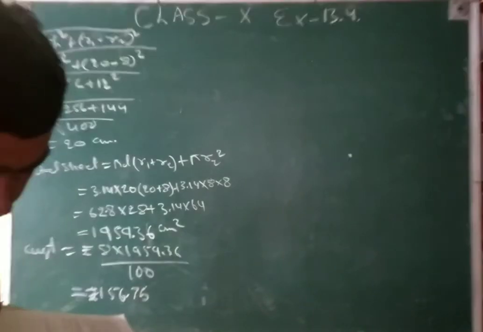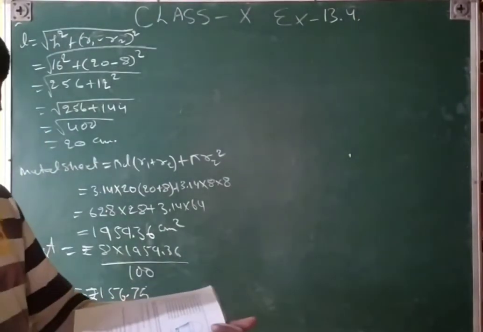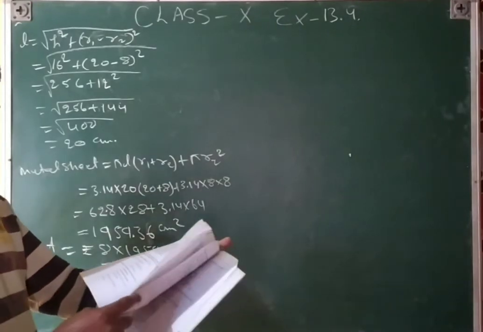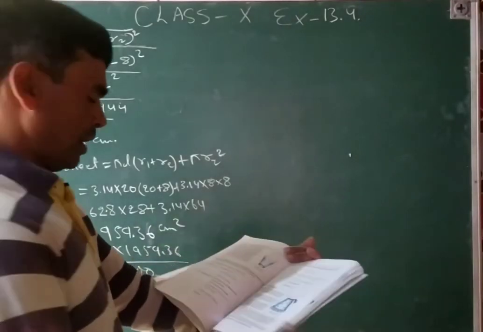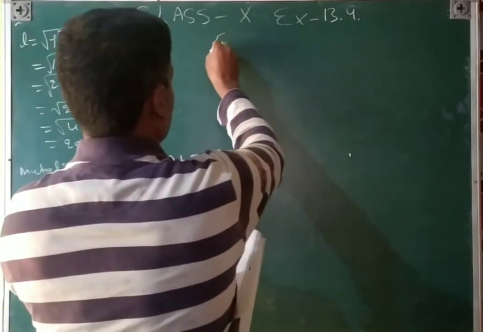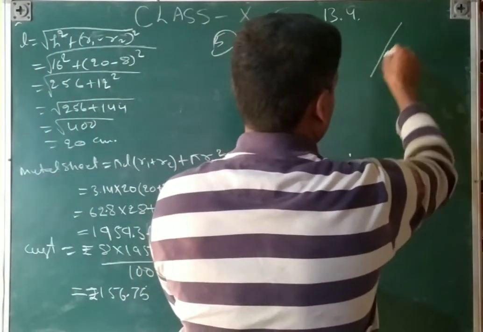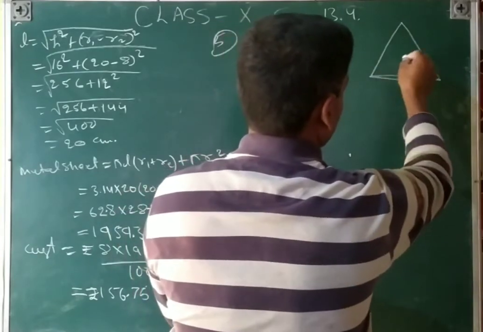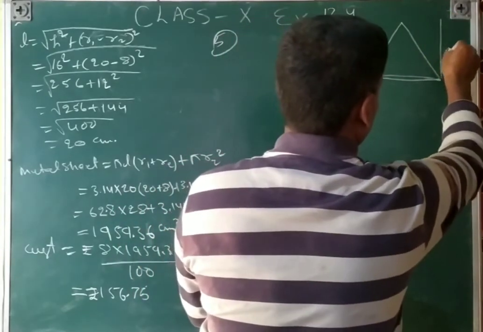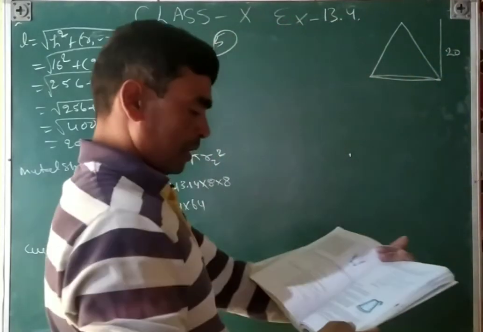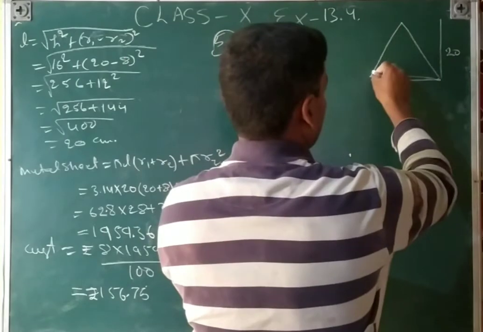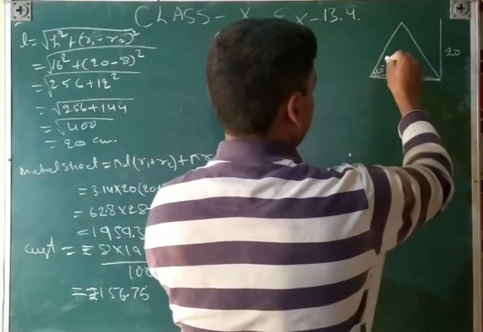A metallic circular cone 20 meter high. So first of all we will see the diagram here. This is the cone. This is the 20 meter, 20 meter high, and whose vertex angle is 60 degree. That angle is 60 degree.